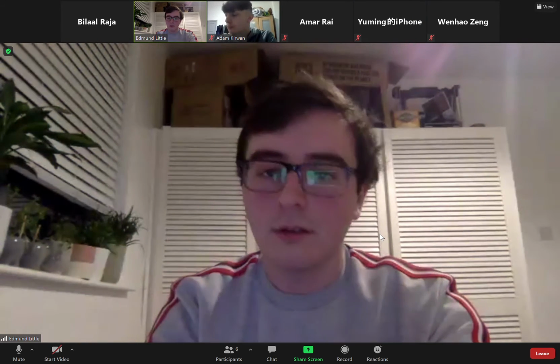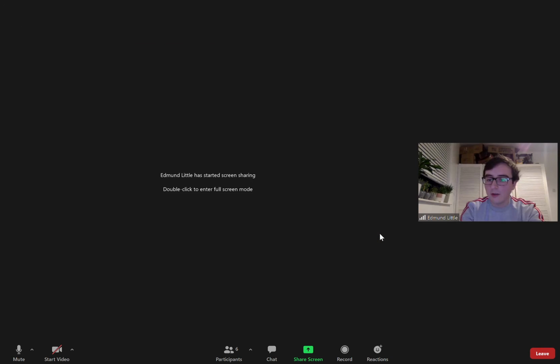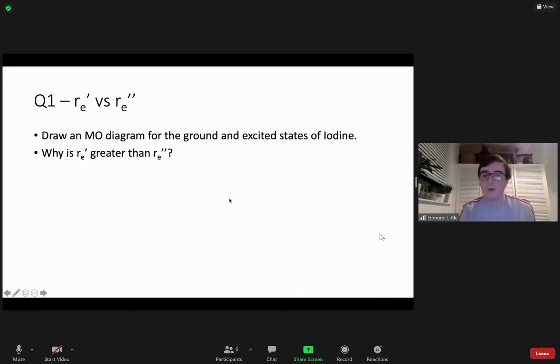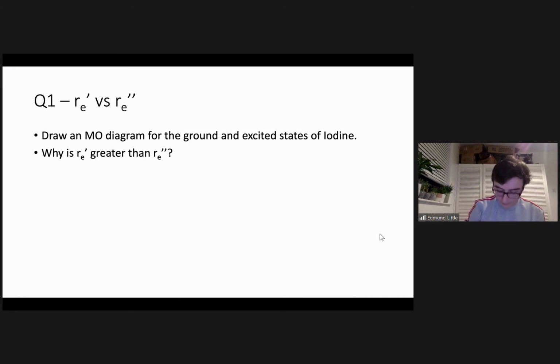Let's try this again. Yeah, exactly. So as you go down the periodic table, you get less and less electron-electron overlap, especially for pi orbitals.